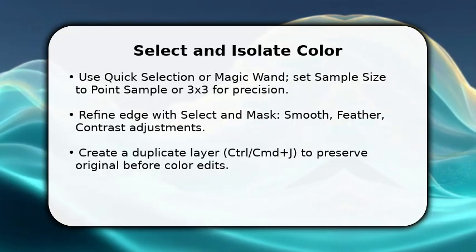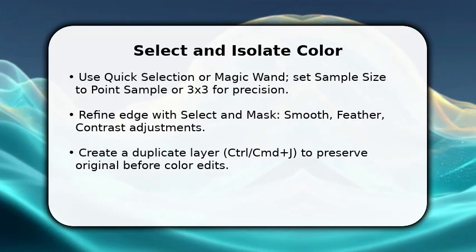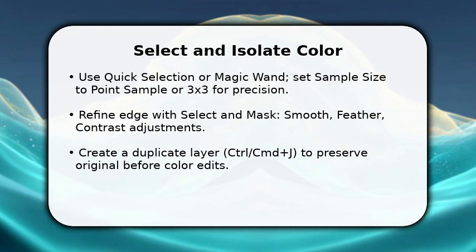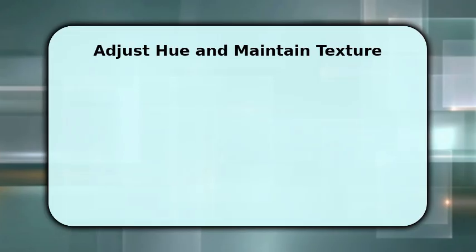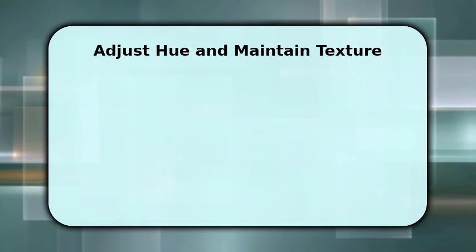blend naturally. Make a duplicate layer, Ctrl or CMD+J, so you can work non-destructively. This preserves the original, while you alter only the isolated region. Once isolated, add a hue/saturation adjustment layer clipped to your duplicate so the change affects only that area.